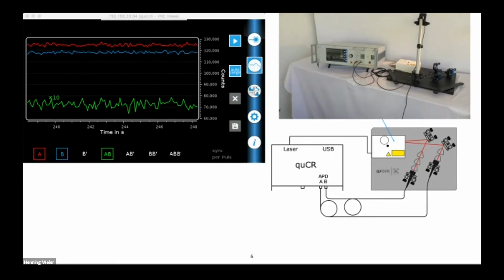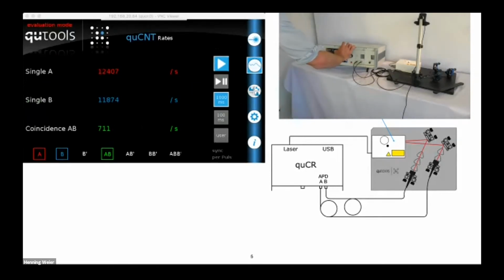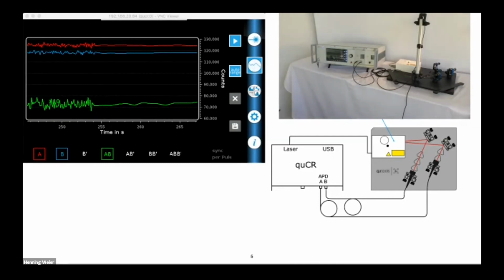So what I can do, for example, is increase the integration time. Before, it counted for 100 milliseconds for each data point, and now it's counting for 1 second per data point. So you see that the fluctuations have decreased a little, and that's also something that's rather normal. If you average over a longer time, you will see that the fluctuations get less.